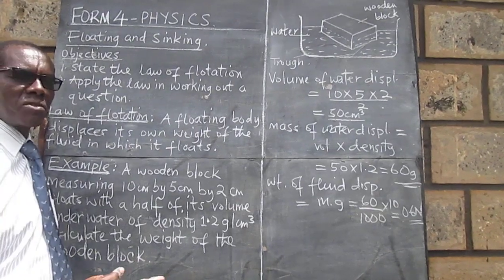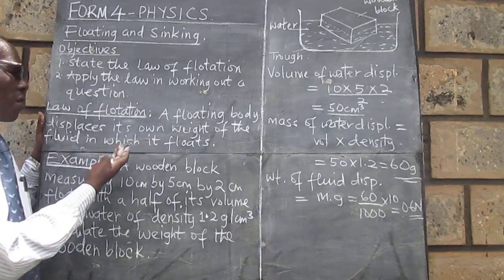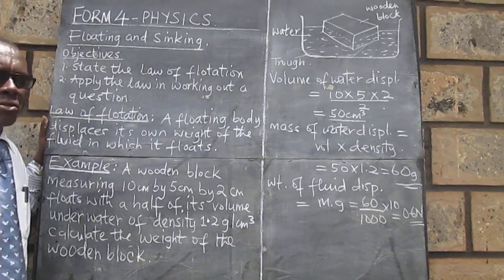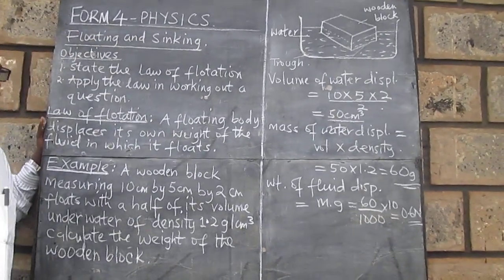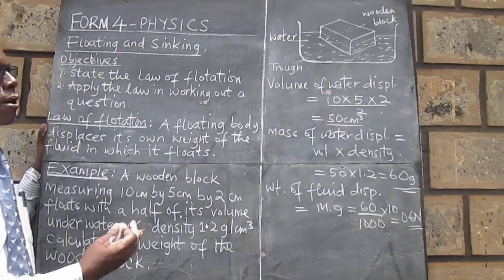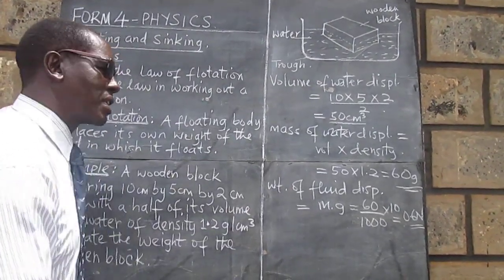And going back again to the law, a floating body displaces its own weight of the fluid in which it floats. So the weight of the fluid displaced is 0.6 Newton, and therefore we know now the weight of the block is also 0.6 Newton.